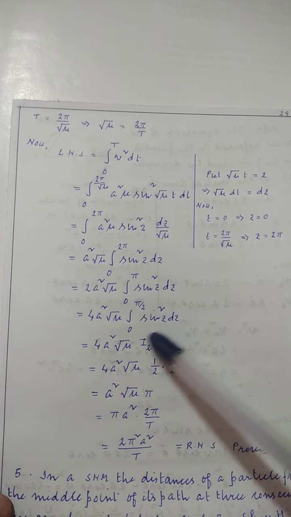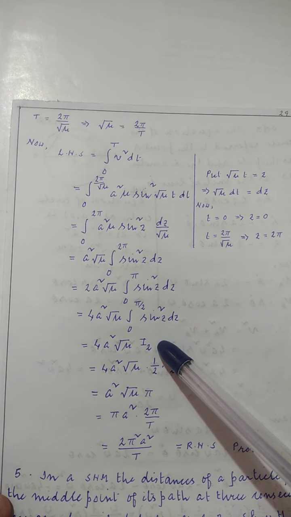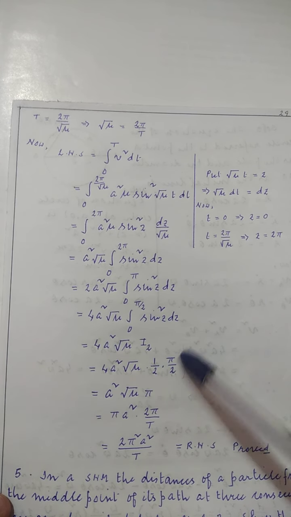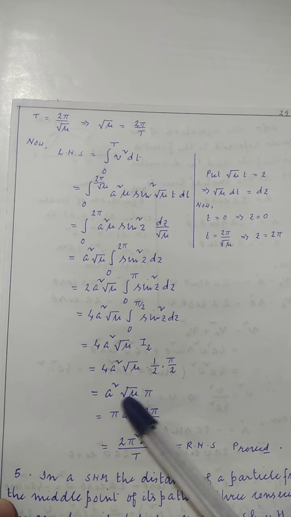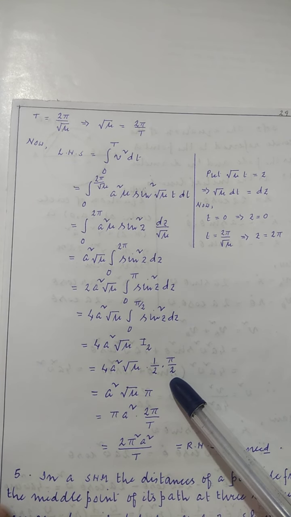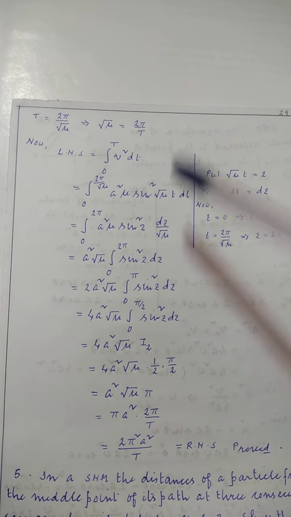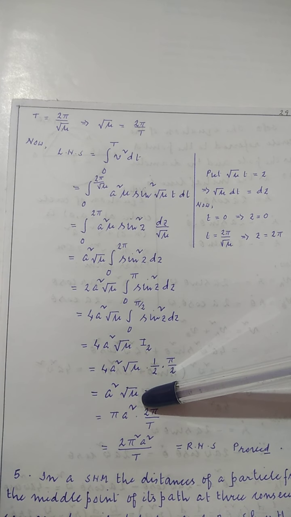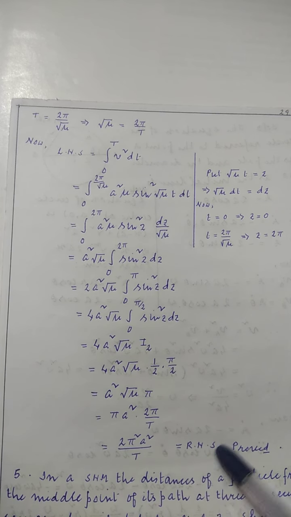So for this we can apply the reduction formula. So this is I2, n is even. So what is the reduction formula for this? 1 by n, so it will be 1 by 2, then it is pi by 2. So if you simplify this expression, what will you get? It is pi a square root over mu. You see the expression for root over mu is twice pi by T. So if you substitute the expression for root over mu and simplify, you will get 2 pi square a square by T. So that way from the left hand side you will get the right hand side.